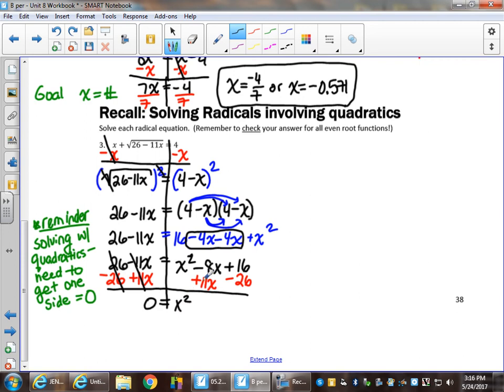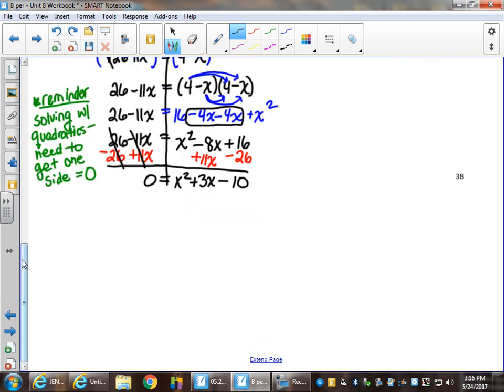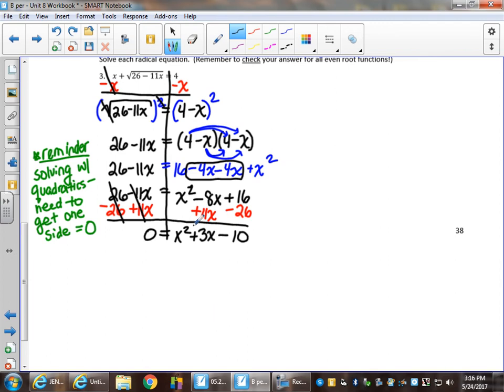And now I have x squared. Negative 8x plus 11x is plus 3x. And then a positive 16 minus 26 would be minus 10. Our first method of solving this is to see if we can factor. So here a is 1. Factoring. Recall that when we're factoring when a equals 1, I need factors of c.